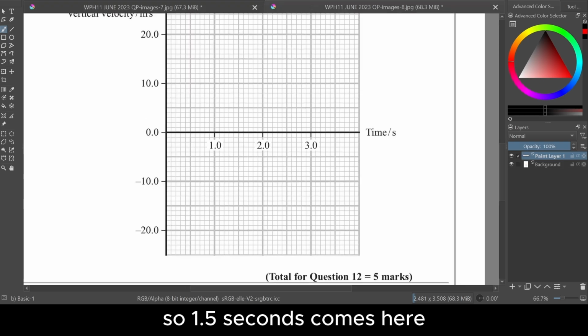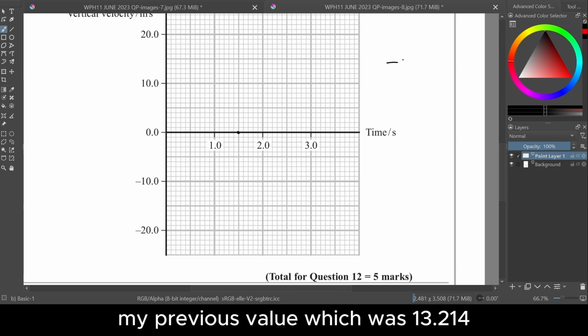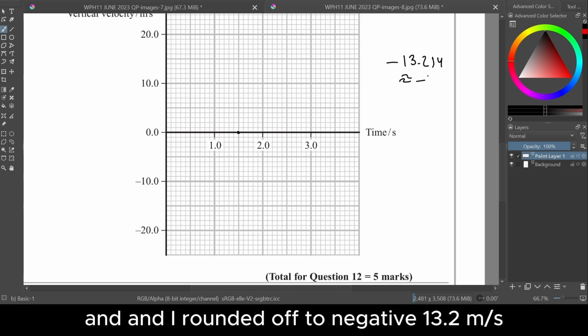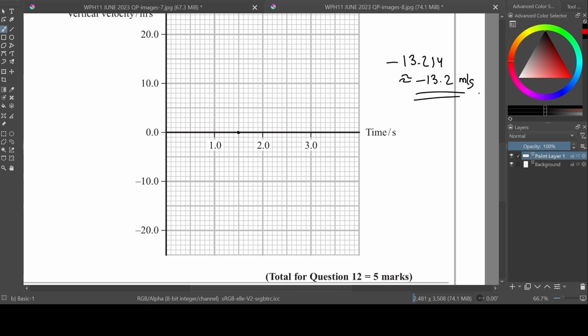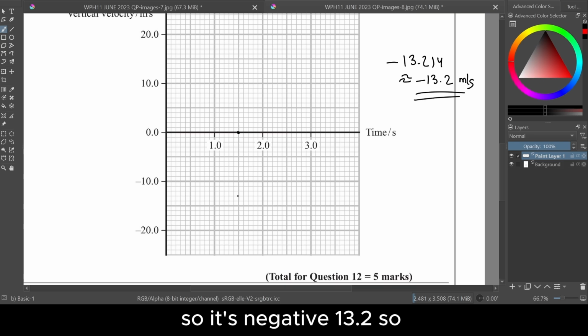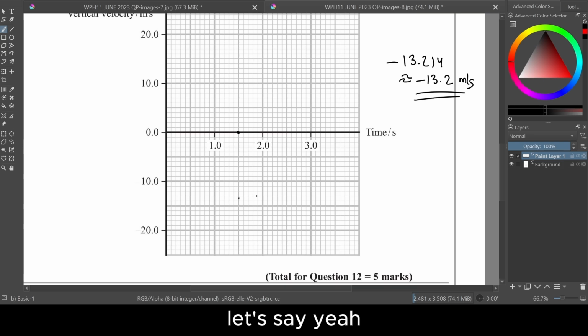So 1.5 seconds comes here, and you will use your previous answer, which was 13.214, rounded off to negative 13.2 meters per second. Whatever your answer from the previous part is, just write it here. Now you will navigate to this negative value here. It's negative 13.2, so it comes somewhere around here.